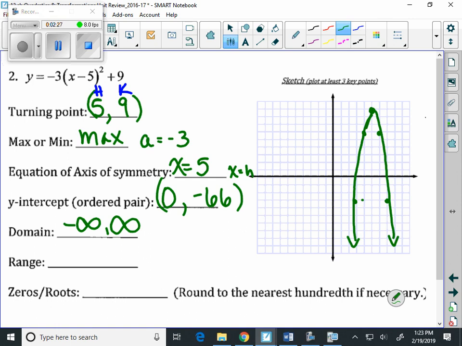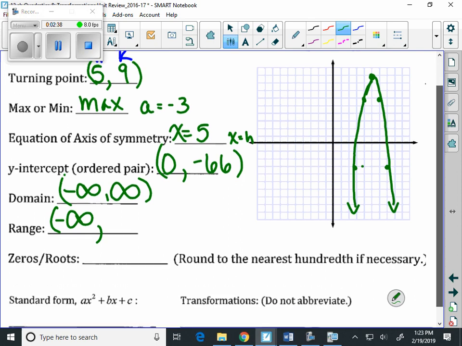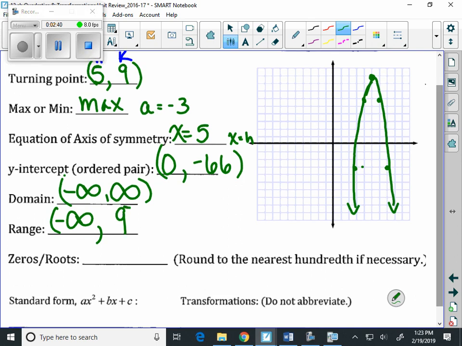And what we see here is that the range goes from the lowest value to the highest value. So it's going to be negative infinity. And our highest y value on this graph is up here at 9.